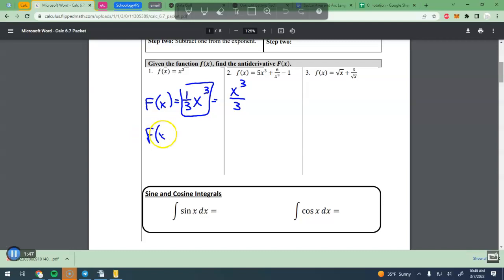What else? X squared, give me another function that has x squared as a derivative. We are not proceeding with class until someone can do this.